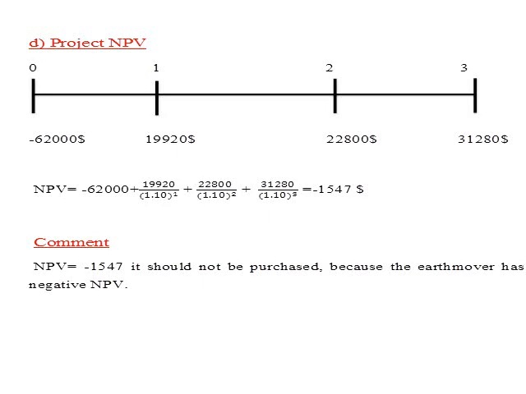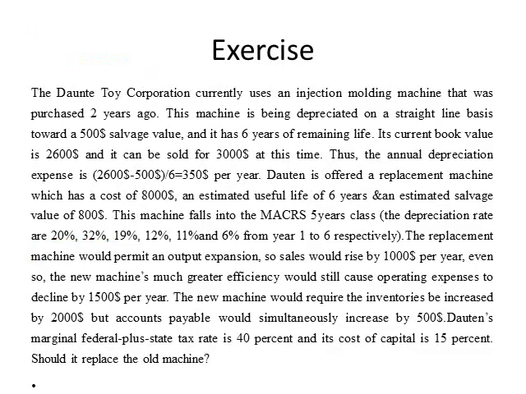The result will be equal to negative $1,547, which means that the net present value of acquiring this machine will be negative value. So as long as the net present value is less than 0 or is a negative value, this means that the company shouldn't take the decision of acquiring this machine. The company shouldn't purchase this machine.